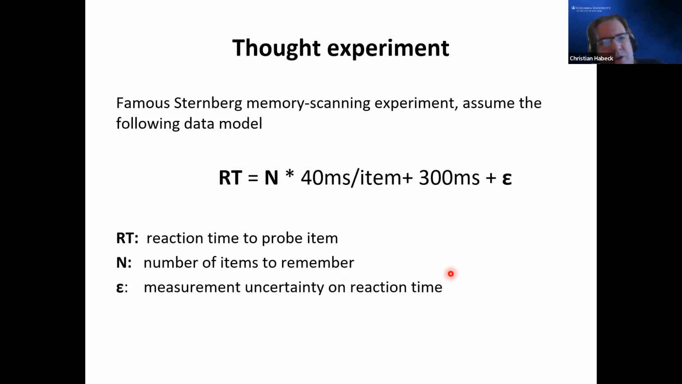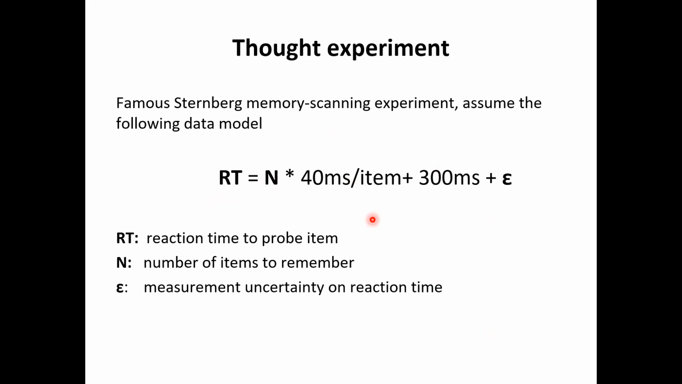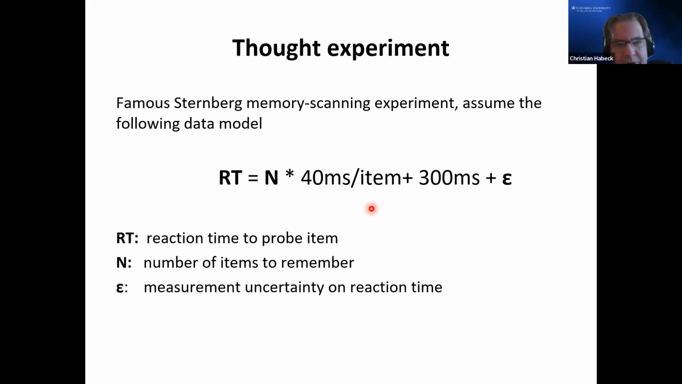Yeah. So let's look at a thought experiment. For psychology, this is maybe the Drosophila of cognitive neuroscience, the famous Sternberg memory scanning experiment. Let's assume that we have the following data model. People have to remember some items, they study items, and for every item they study, when they get probed later, they have a slope of 40 milliseconds per item, and let's say an intercept of reaction time of 300 milliseconds, right? Let's assume this is totally correct. I think it's pretty close to the truth. It doesn't matter what the slope or the intercept really is.